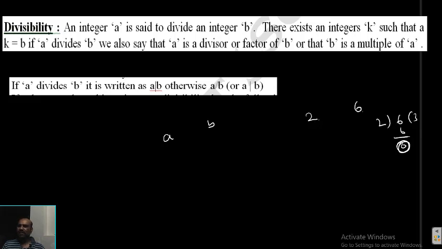2 divides 6 is symbolically written as 2 | 6. This means 2 divides 6. Don't think that it is 2 by 6, that is different. 2 by 6 is a fraction, 1 by 3. This is different. So the meaning of this notation is 2 divides 6 or 6 is divisible by 2. What is the meaning of this notation? This notation says that A divides B, or B is divisible by A.